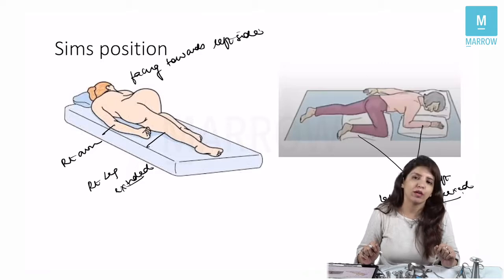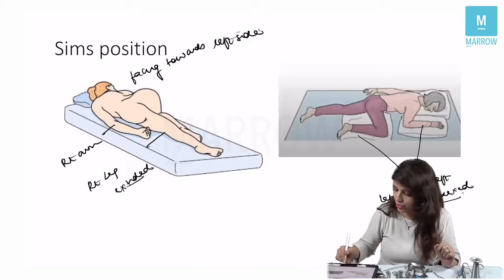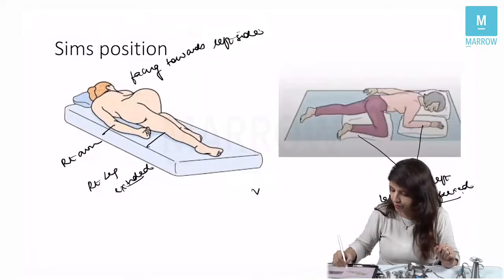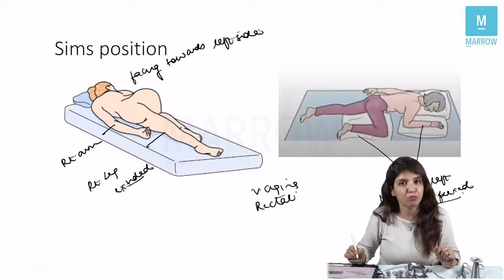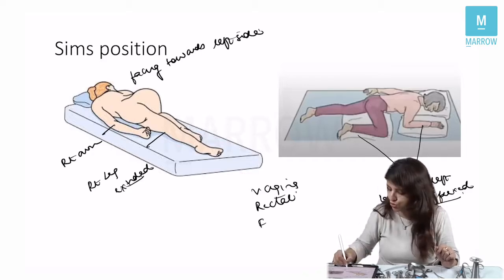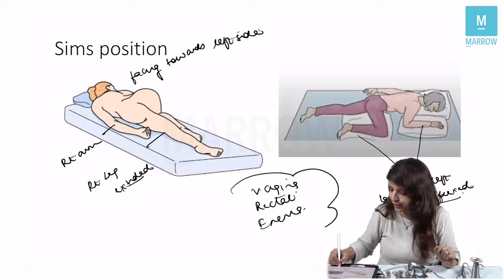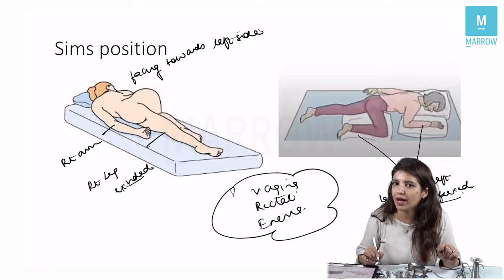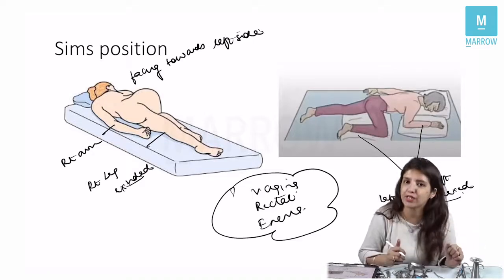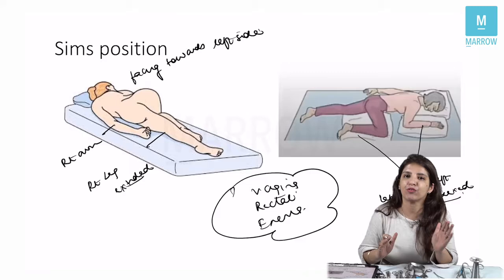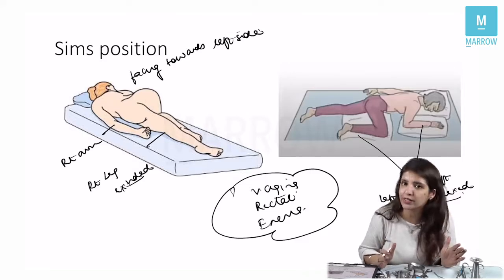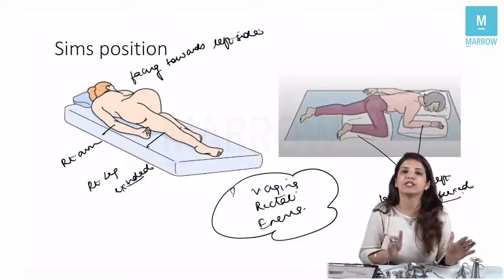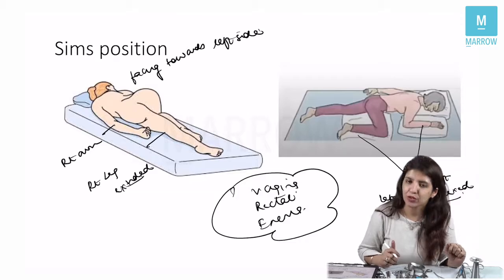Sims position is very important because if you want to examine the vagina, you can examine the vagina in this position. For rectal examination, you can use this position, and you use this position to give the enema, right? So this is Sims position, in which the patient is going to lie prone facing towards the left hand side. Right hand side leg and right hand side arm will be fully extended. Left hand side arm and left hand side leg will be flexed, right?